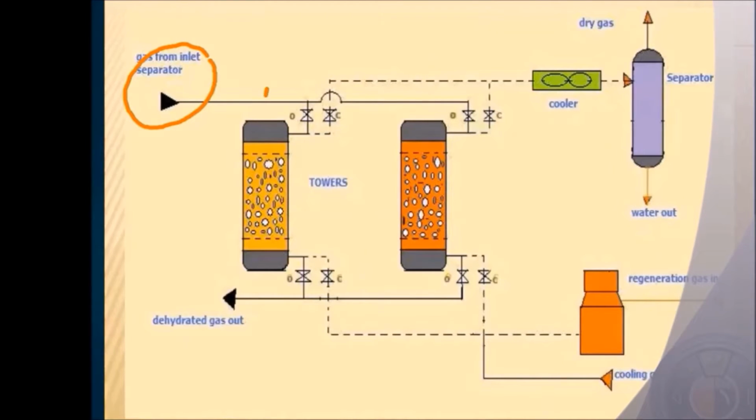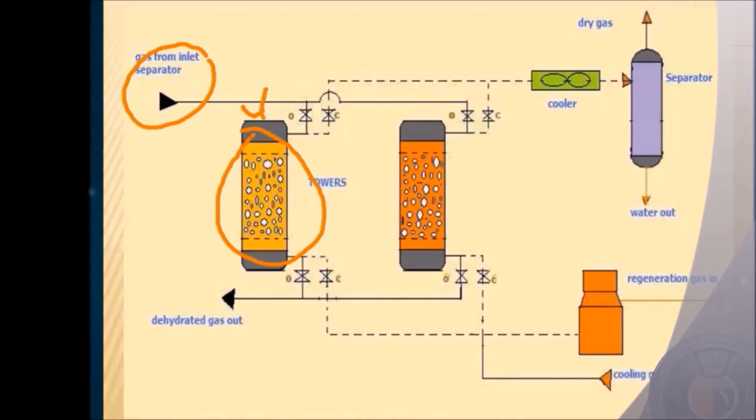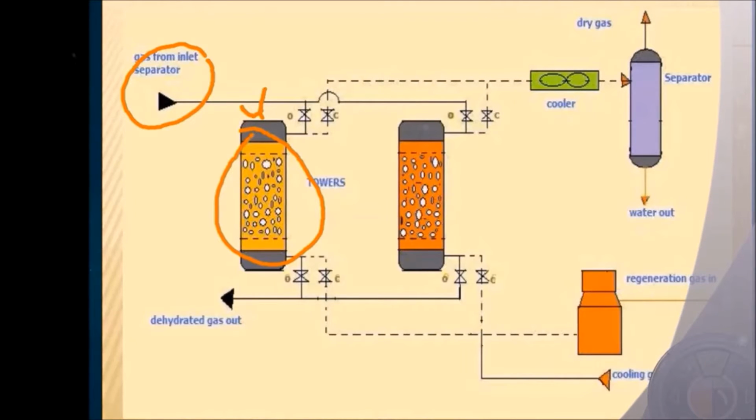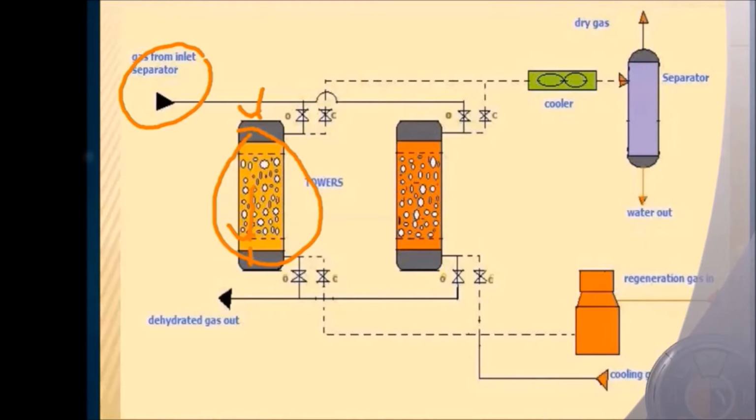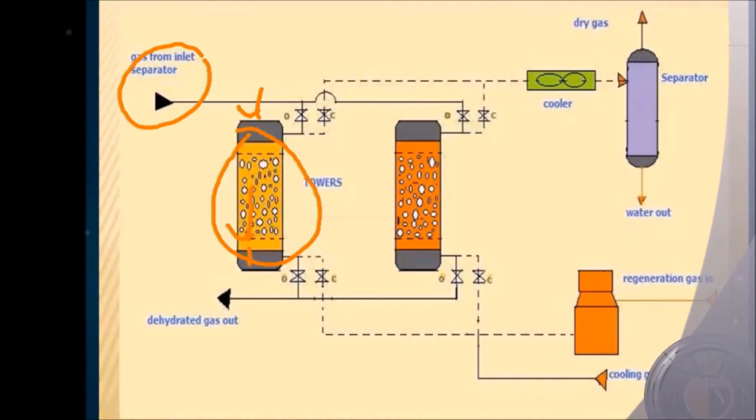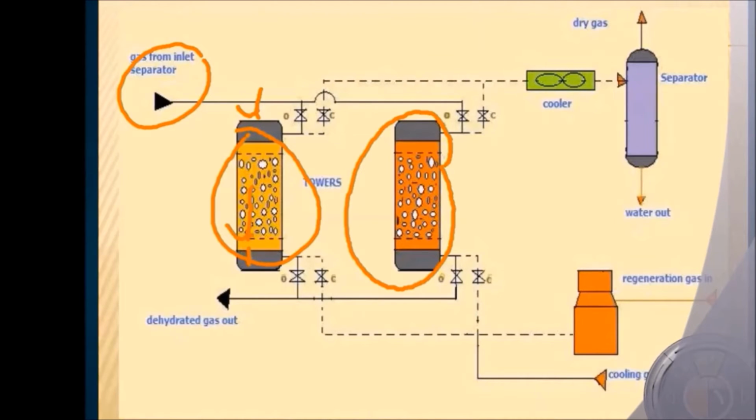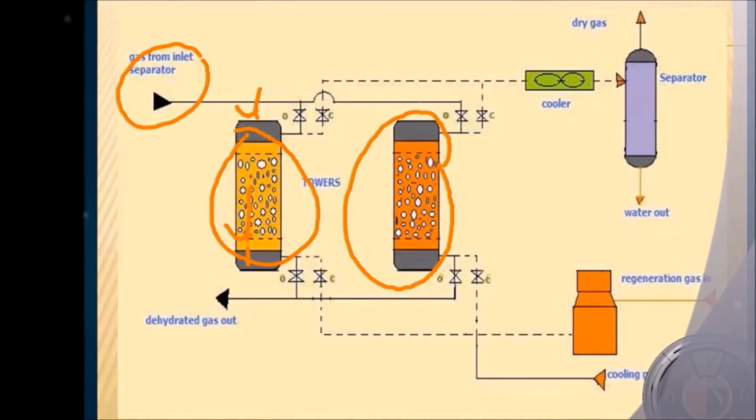So the gas will enter the tower. The tower is full of desiccant bed, where the desiccant bed will remove hydrocarbon and water from the gas stream. After the gas stream travels downward through the tower, the outlet gas will be wet just like the inlet gas. This is where the tower must be switched from absorption to regeneration. This is the regeneration tower.